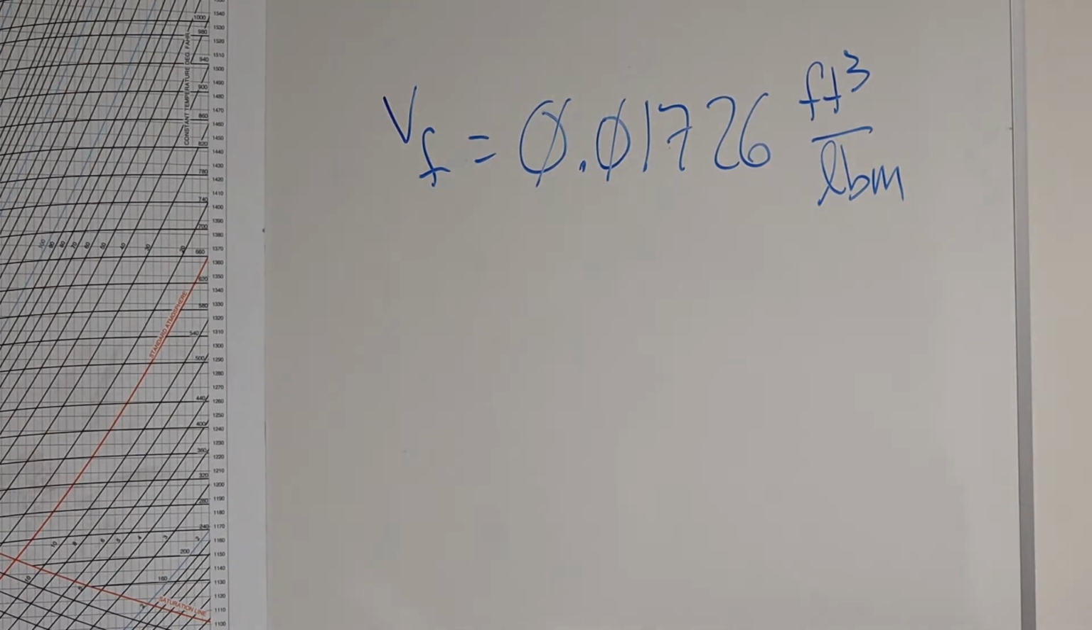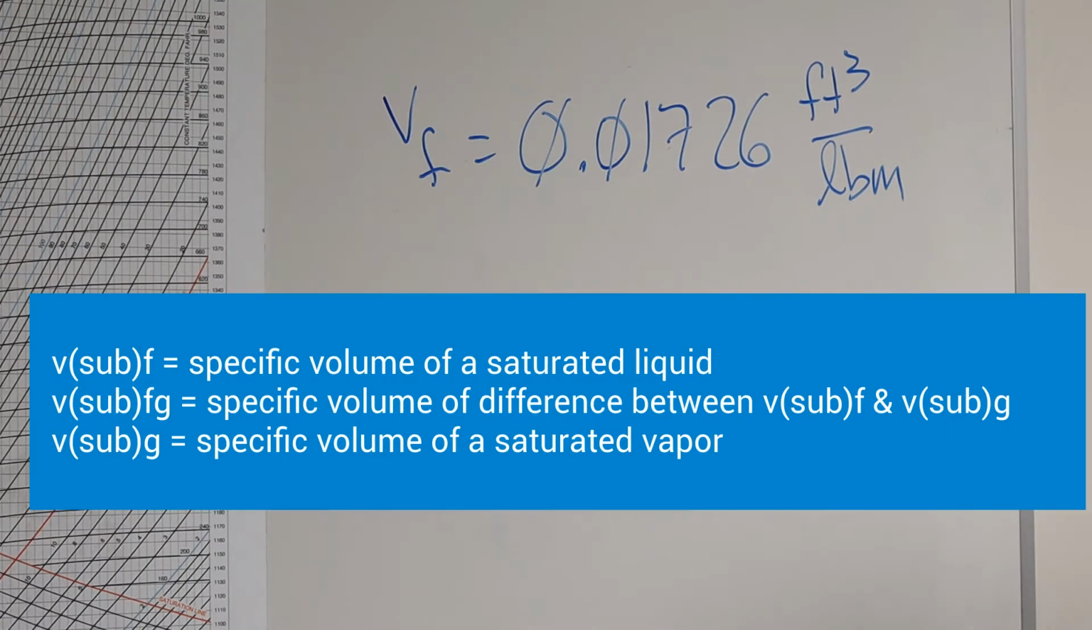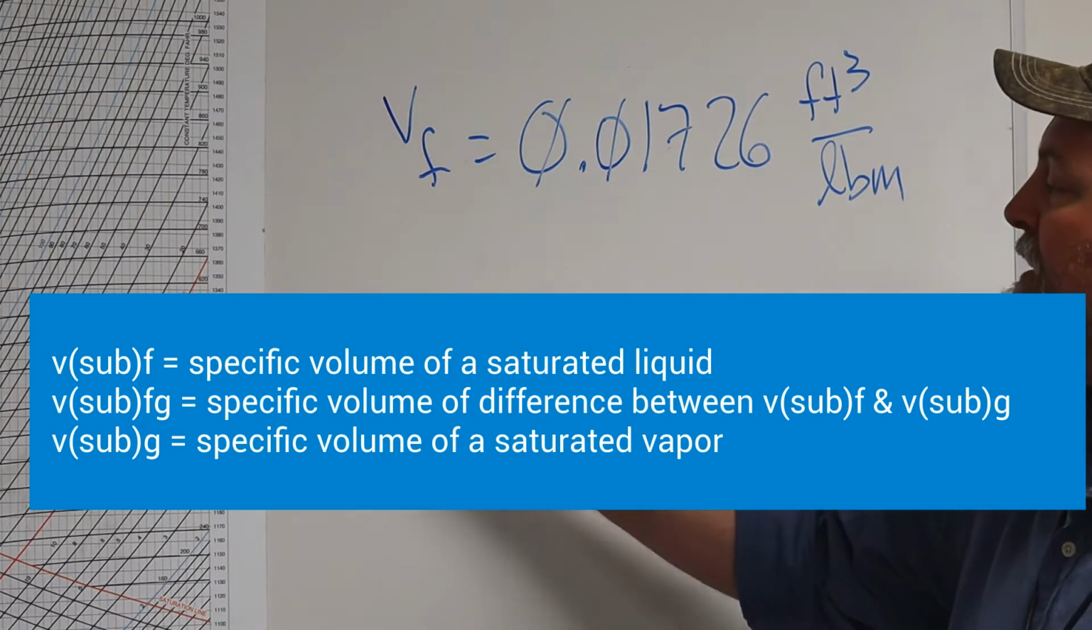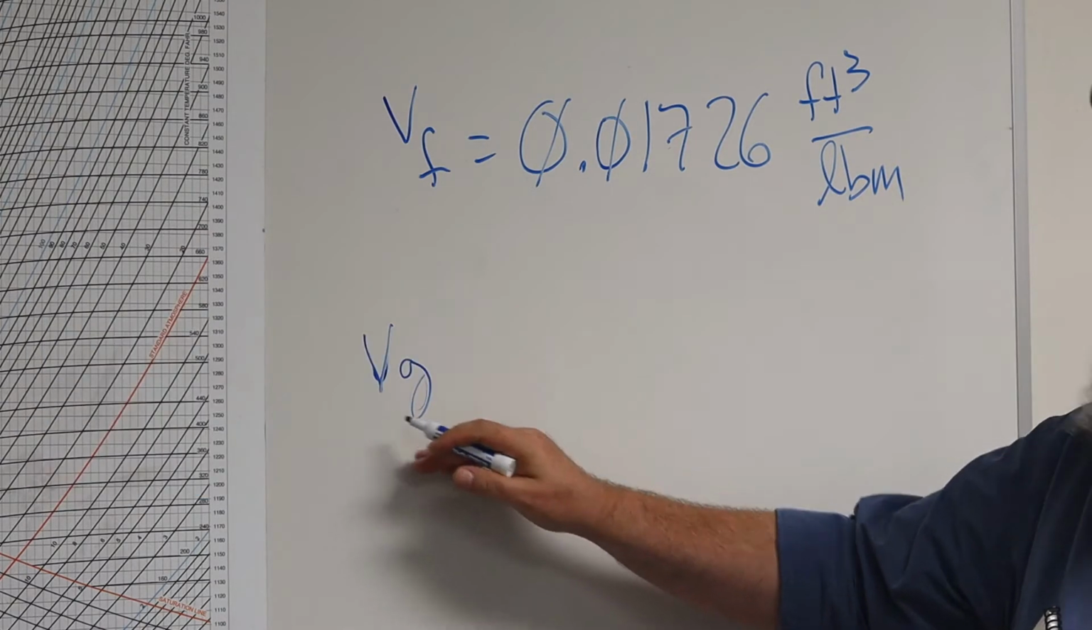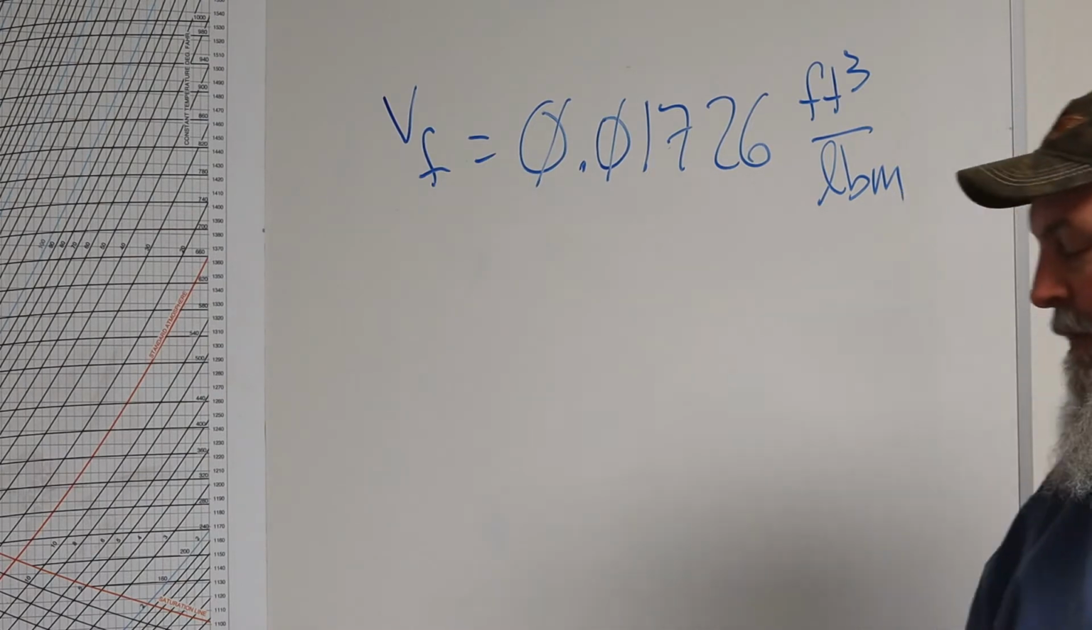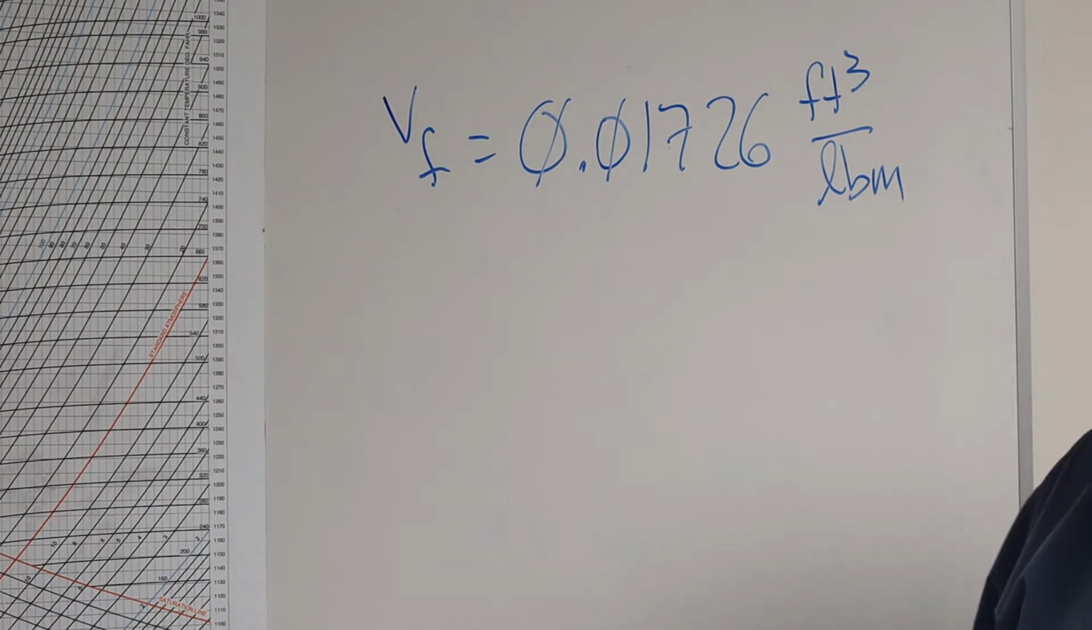0.01726 cubic feet per pound mass. That's the specific volume for the fluid. Now, if I had asked you instead about some amount of saturated steam at 280 degrees Fahrenheit, saturated steam has a different specific volume. Saturated steam is V sub G, the specific volume of a gas. But in the problem I asked you for a saturated liquid. And just like on the last problem, once again, this is why these definitions matter.